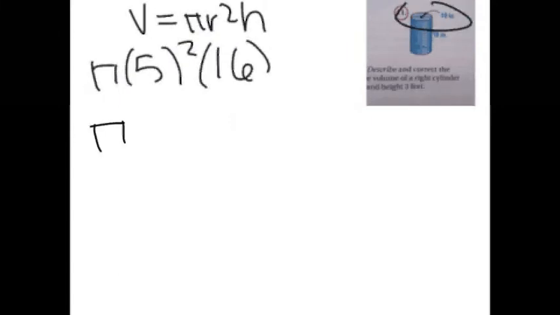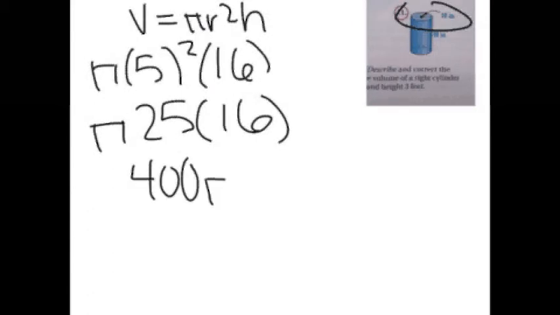The formula for volume of a cylinder is V equals pi r squared times height. So pi times the radius, which is 5, notice that it's not 10, squared times the height, which is 16. 5 squared is 25 times 16. 25 times 16 equals 400 pi, which was your exact answer.